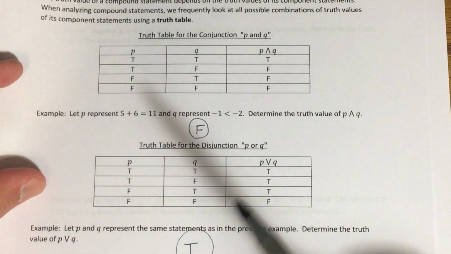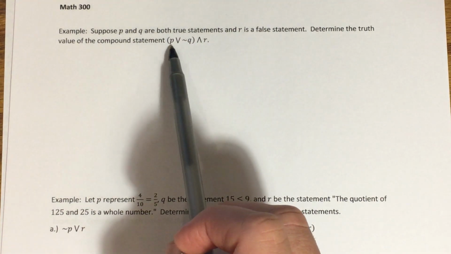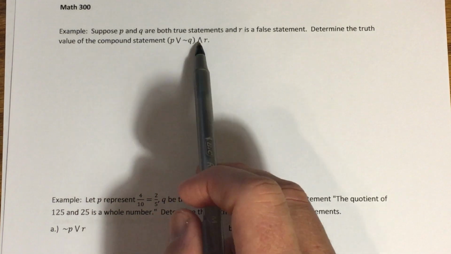So something similar will be true in this example. If I want to determine the truth value of this compound statement, it would be completely unnecessary to make a truth table with all 8 rows if I only needed one of those rows to begin with. So in a case like this, we don't go that far. We just work with what we have.